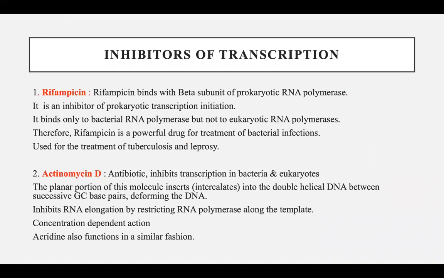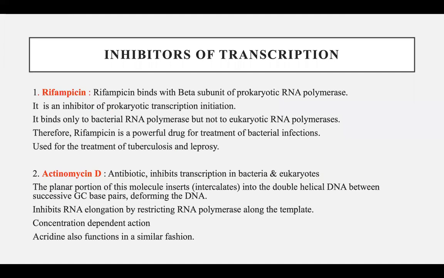Rifampicin binds with the beta subunit of prokaryotic RNA polymerase. It is an inhibitor of prokaryotic transcription initiation. It binds only to bacterial RNA polymerase but not to eukaryotic RNA polymerase. Therefore, it is a powerful drug for treatment of bacterial infections and it is also used for the treatment of tuberculosis and leprosy.